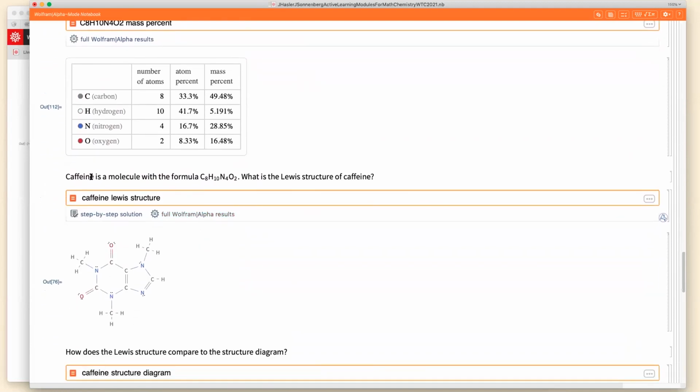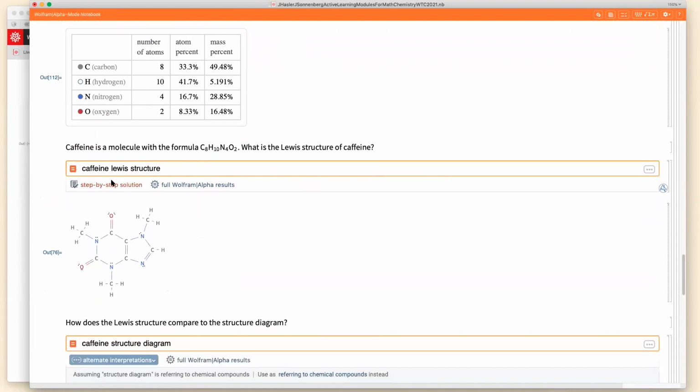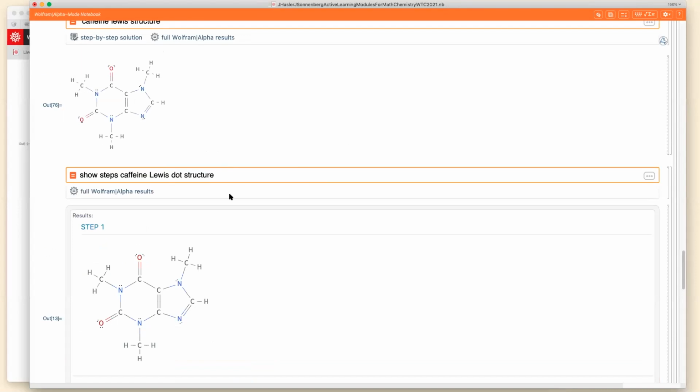And here we've introduced that caffeine is a molecule with this particular chemical formula, and we can ask what that looks like. And so one can just say caffeine Lewis structure and get the results here. Now the Wayne knows that we have step-by-steps for this. We have a natural language representation of the Lewis structure. So you can just click the button and it'll build the show steps input for you. And so you can get access to that.